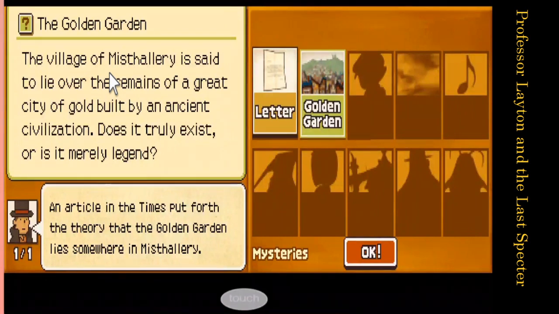What is this word? Is said to lie over the remains of a great city of gold built by an ancient civilization. Does it truly exist, or is it merely a legend? An article in the Times put forth the theory that the Golden Garden lies somewhere in Misthalary. Misthalary. However you say that word.